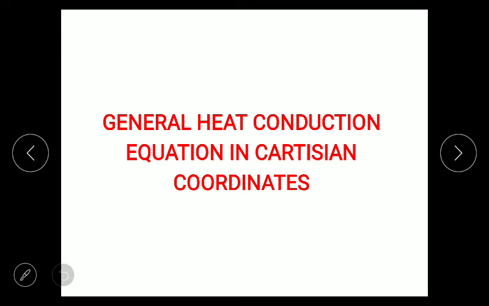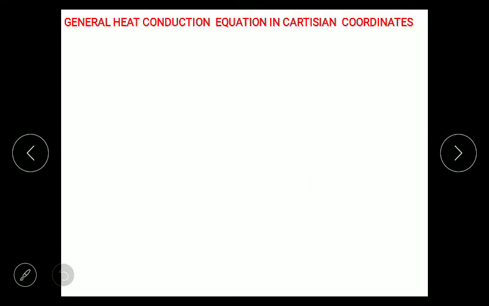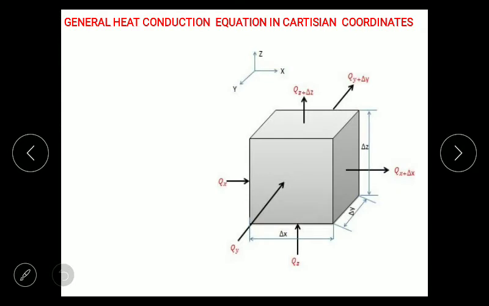In this video, I'm going to explain the derivation of a general heat conduction equation in Cartesian coordinates, also known as rectangular coordinates. For the derivation, let us consider a cubical or rectangular object which fits in x, y, z coordinates. The element has a length delta x, a width delta y, and height delta z.